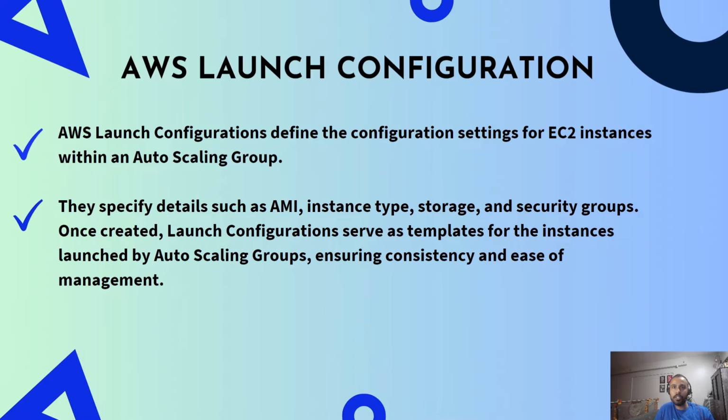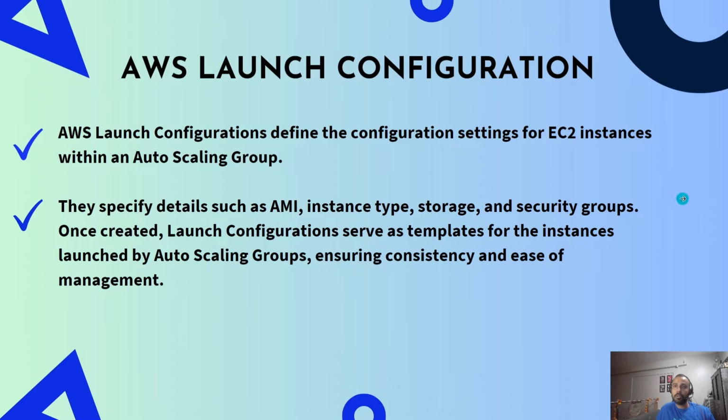So over here you can see, launch configurations define the configuration settings for the EC2 instances within the auto scaling group. For example, if as part of the auto scaling group I have to launch 3 servers, what those servers are going to be, what is going to be their AMI ID, what is going to be their CPU, what is going to be the configuration. All these things which come as part of the EC2 configurations, as part of their arguments, you can configure in your launch configuration, and you can pass it to the auto scaling group to launch your EC2 instances in one go. So here, as I said, you can specify your AMI, instance type, storage, security groups, and a lot more things as templates for the instances launched by auto scaling groups.